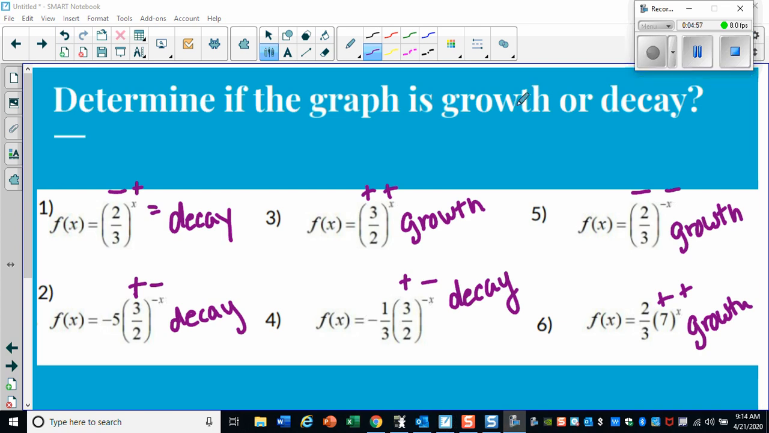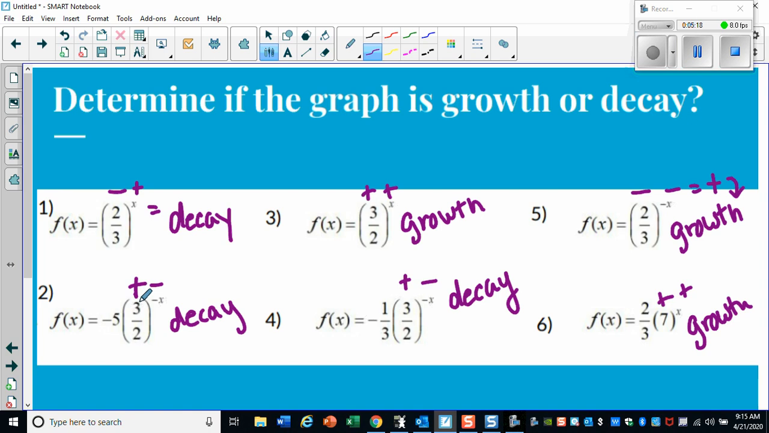Here are the answers using that first method. This is decay and this is growth. So I have a growth and a decay and a growth, which makes this whole thing a decay. For this one, this is a growth and this is a growth, so the entire thing is a growth. This is decay and this is decay, so two decays together actually equal a growth.